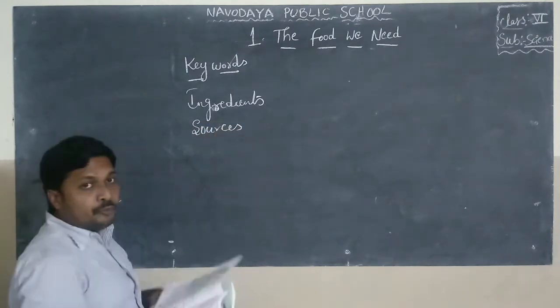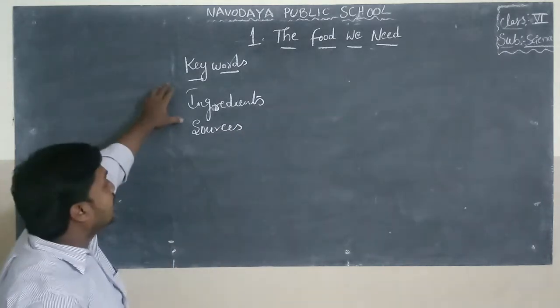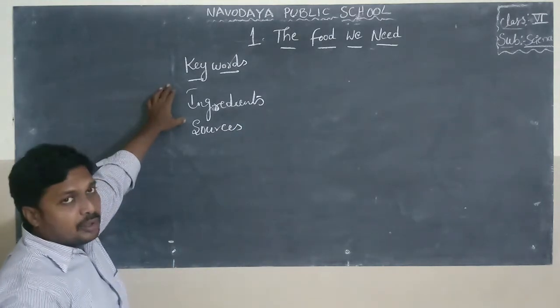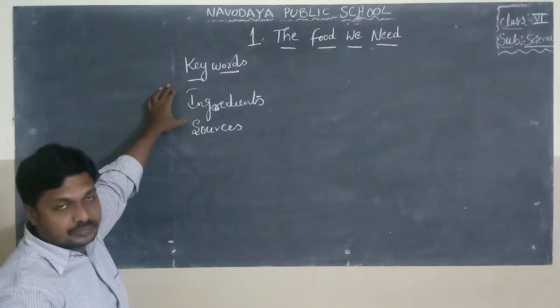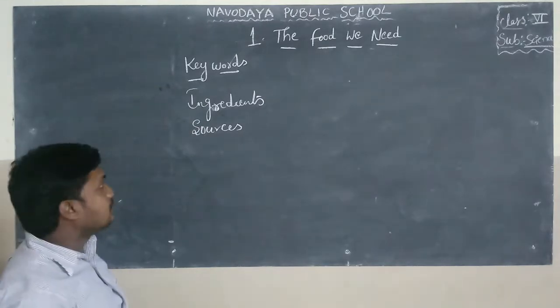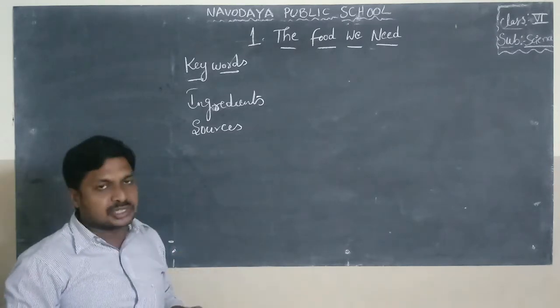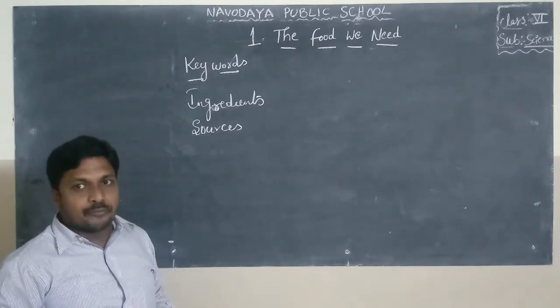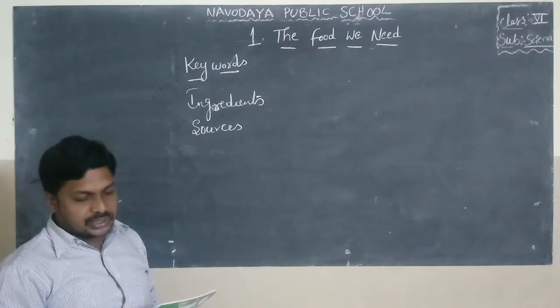Next keyword, sources. Sources means where we can get those ingredients. Already I explained in the previous class: plants, animals and other sources. Some sources we get from plants, some from animals, and some from other sources.